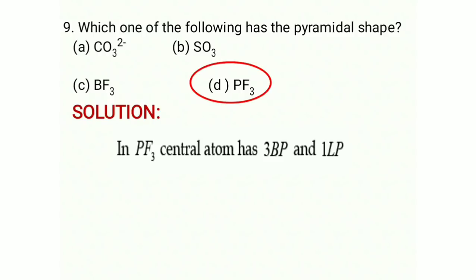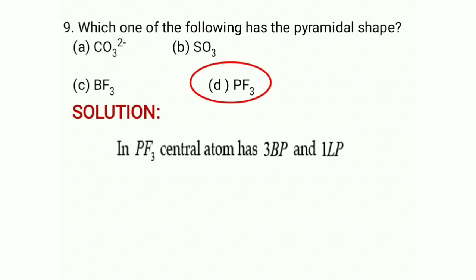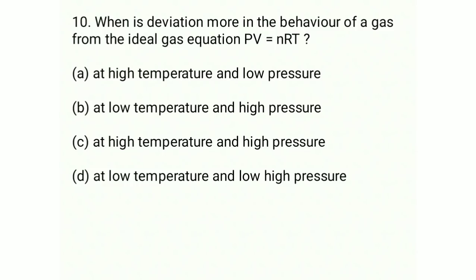Then the 10th question. I think the 9th question is over. Yes, 10th question. When is the deviation more in the behavior of a gas from the ideal gas equation PV is equal to nRT?